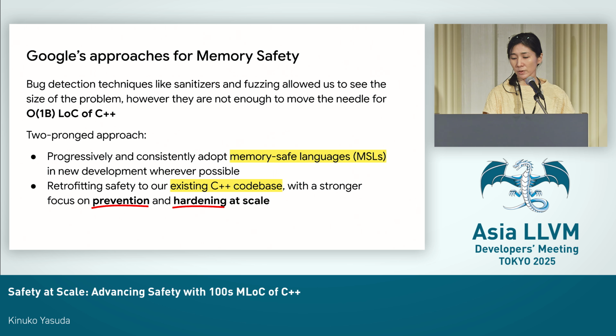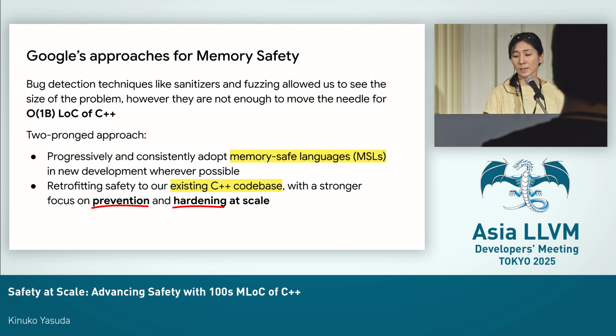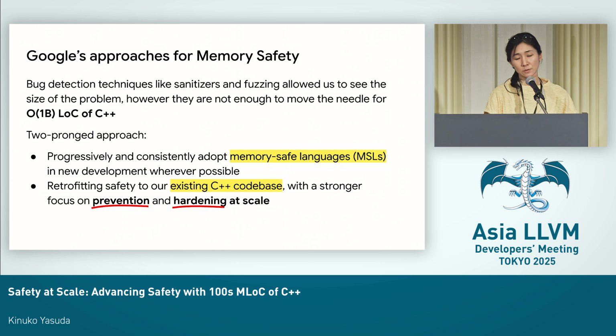First, we try to progressively adopt memory safe languages like Rust or Safe Carbon, especially in new development wherever possible. And at the same time, we try to keep improving safety in our existing C++ code base with a stronger focus on preventing and hardening safety issues at scale, not only bug detection. And this is the topic for today.